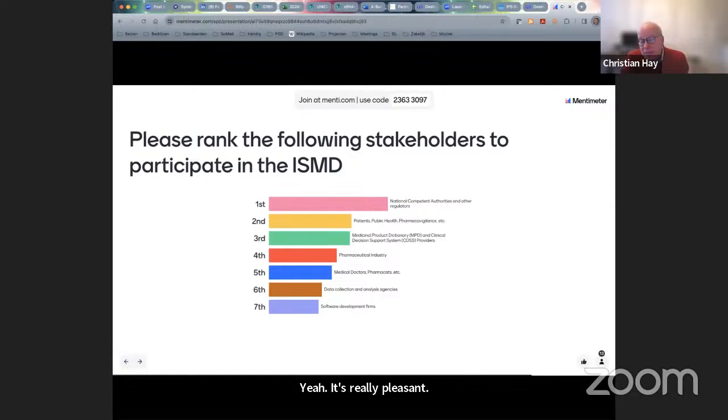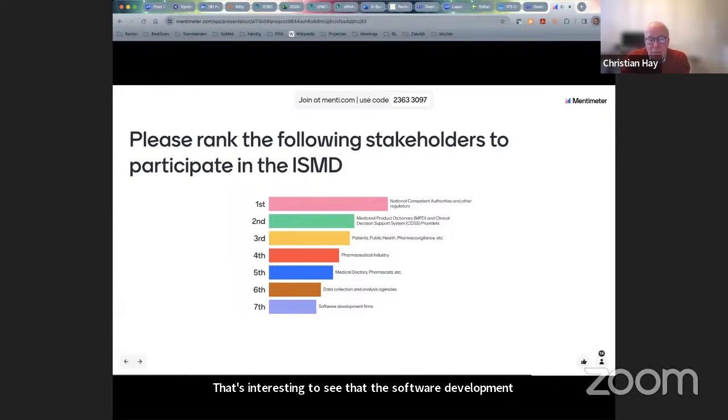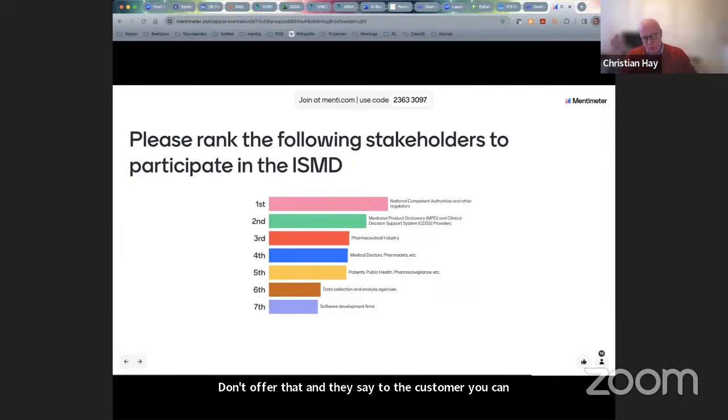But it's interesting to see that the software development companies are ranked relatively low. When one thinks that for the use of a standard, the software companies are key. I mean, if they, for whatever the reason, don't want to implement something, don't offer it, and they say to the customer, you can have a customized solution which costs you 10 times the list price, that's not good for standard adoption. But of course, there must be a first and a last in this list.